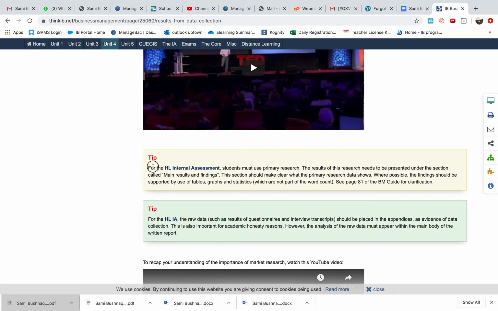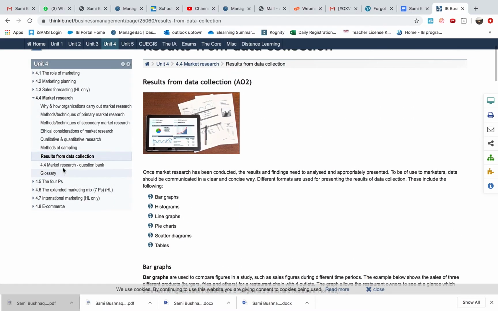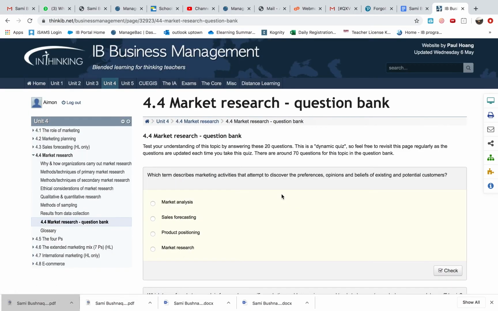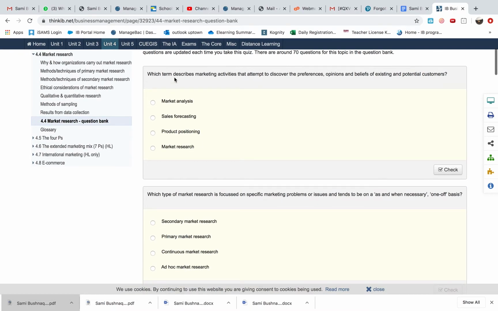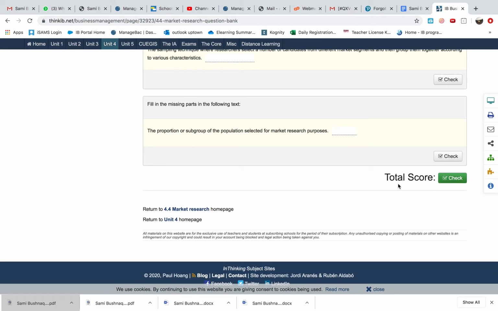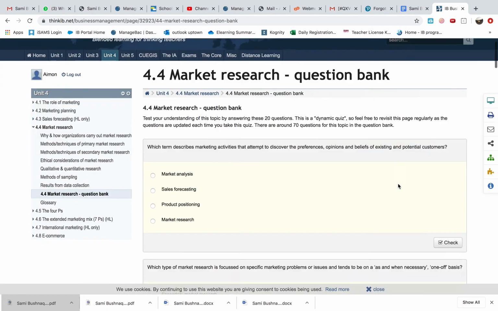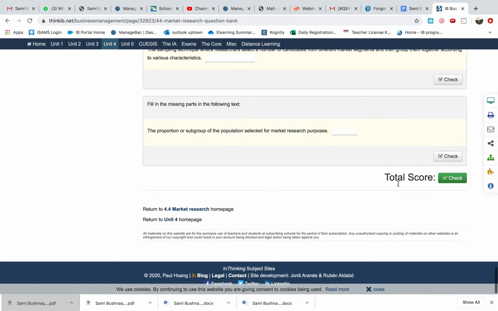Once again, a lot of great tips here for the HL IA. Okay, please read through these because you guys are about to go into your IAs very soon. There's a really good question bank that I want you guys to work on here. So you can see that you can answer a question and then check yourself, which is why I want you to sign up for this and get a total score. So I'm actually going to have you do a task where you answer the question bank on here, and then I want a picture of your score at the end. All right. Good luck, everybody.